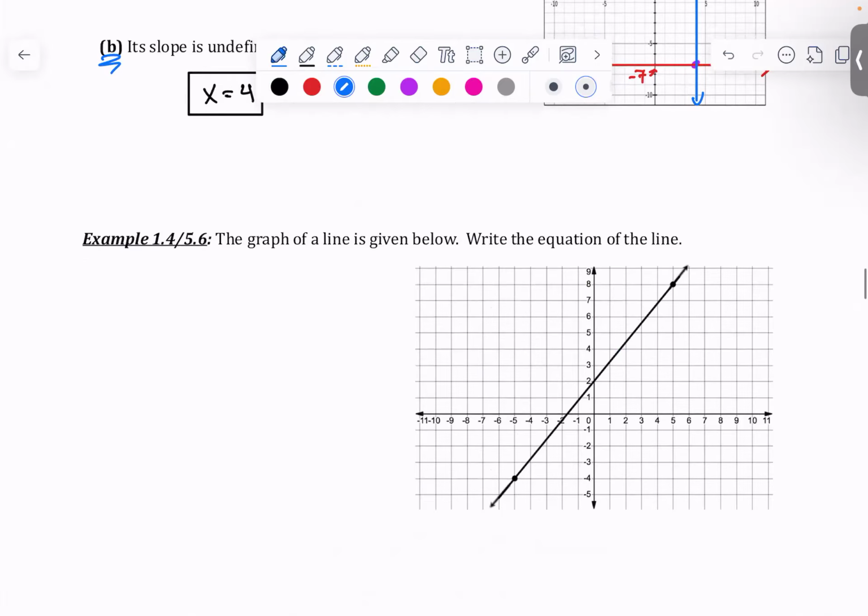But instead, we have the point of 5 comma 8, and we have the point -5 comma -4. It doesn't matter which one I choose to be my x sub 1 y sub 1 or my x sub 2 y sub 2, but convention would be left to right. So x sub 1 y sub 1 is the bottom left point. X sub 2 y sub 2 is the top right point. So we will go with this. M is equal to y sub 2 minus y sub 1 over x sub 2 minus x sub 1.